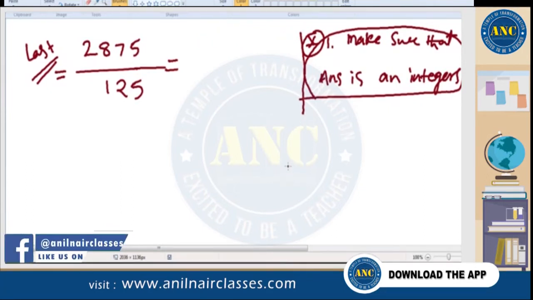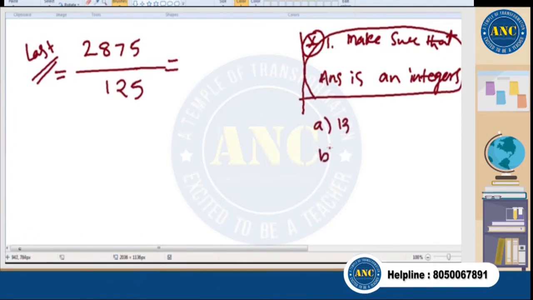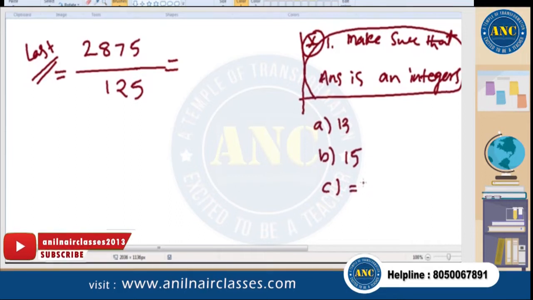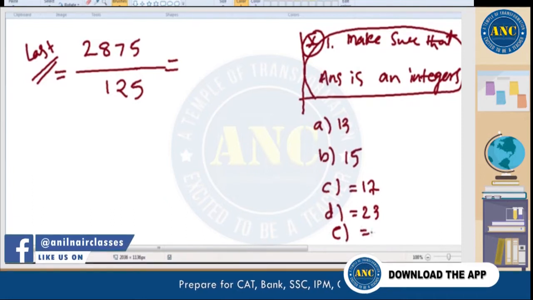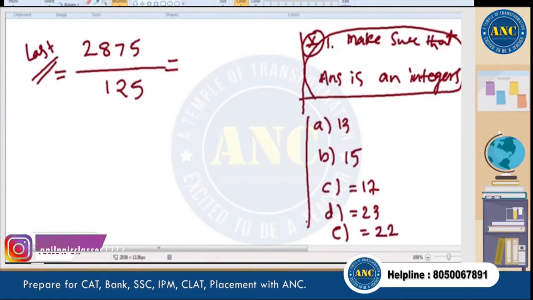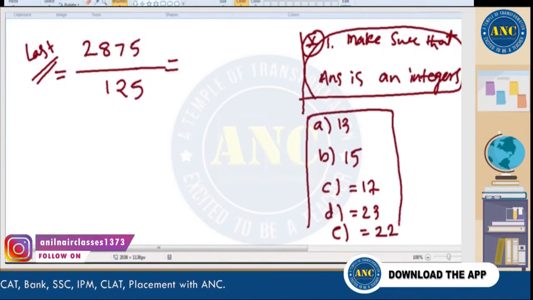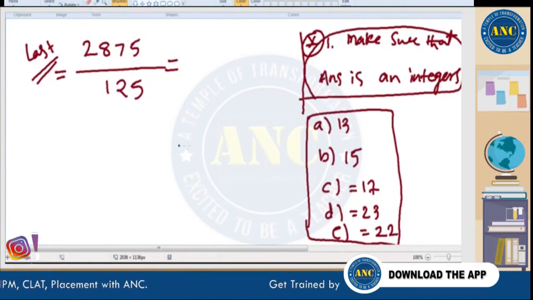For suppose I am giving the options. First option is 13. Second option is 15. Third option is 17. Fourth option is 23. Fifth, the last option, is 22. So these are the five given options. So this is the last model. Please listen to me carefully.